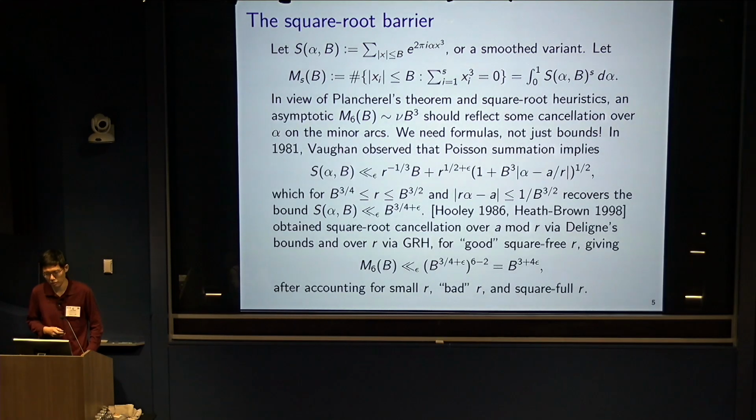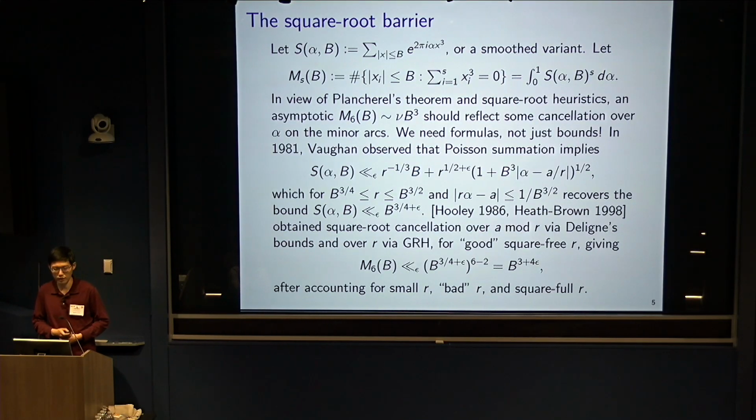And that's what Poisson summation will let us do. So Vaughan observed that, classically, the 3/4 bound was proved by Weyl differencing, but using Poisson summation, you can recover the 3/4 exponent again. And the advantage of Poisson summation is that it's not just a bound, it's a formula. And you can try to push that formula further. And that's exactly what Hooley and later Heath-Brown did.